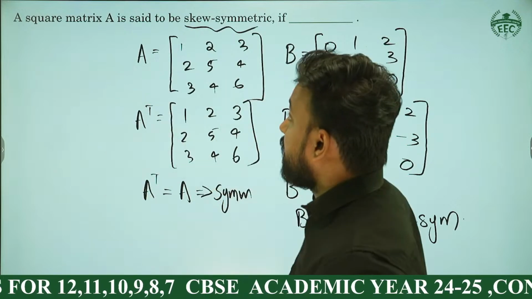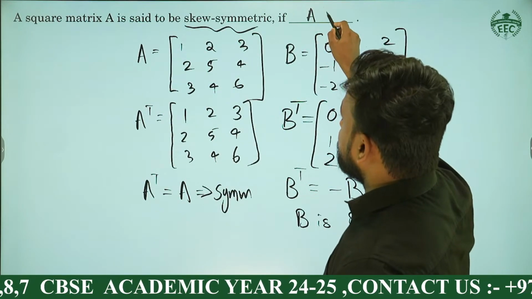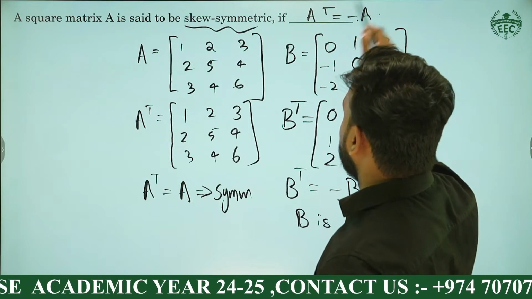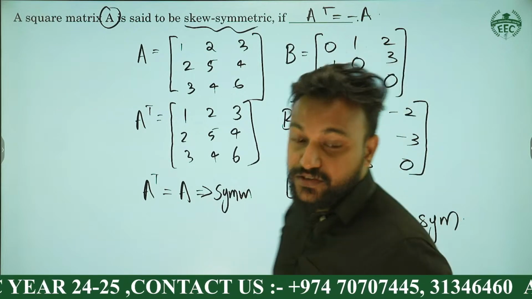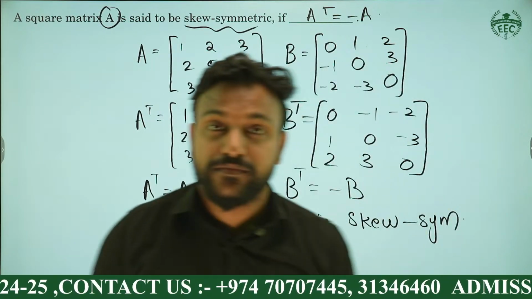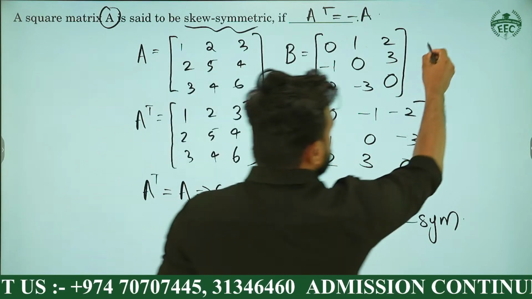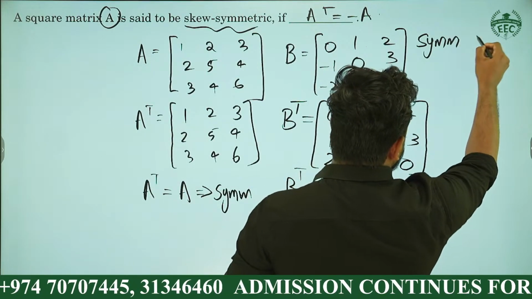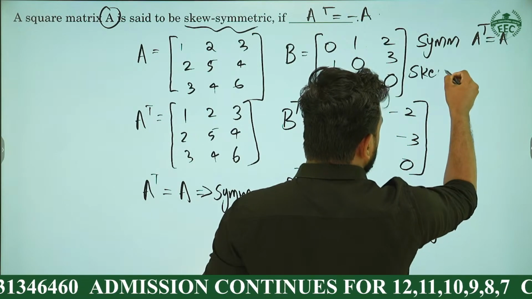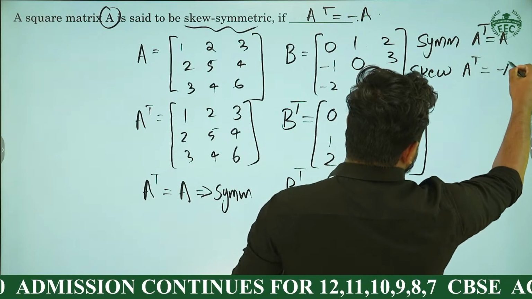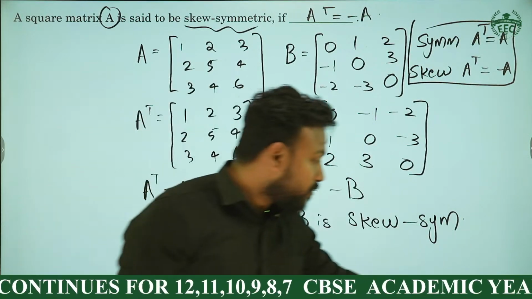Then what was the question? A square matrix is said to be skew symmetric if A transpose is equal to negative A. A transpose should be the negative of that matrix. Did you get it, guys? That's all. It's a simple question. Listen, if it is a symmetric matrix, A transpose will be equal to A. If it is a skew symmetric matrix, A transpose will be equal to negative A. That's all the concept. Ready? Shall we move to the next one?